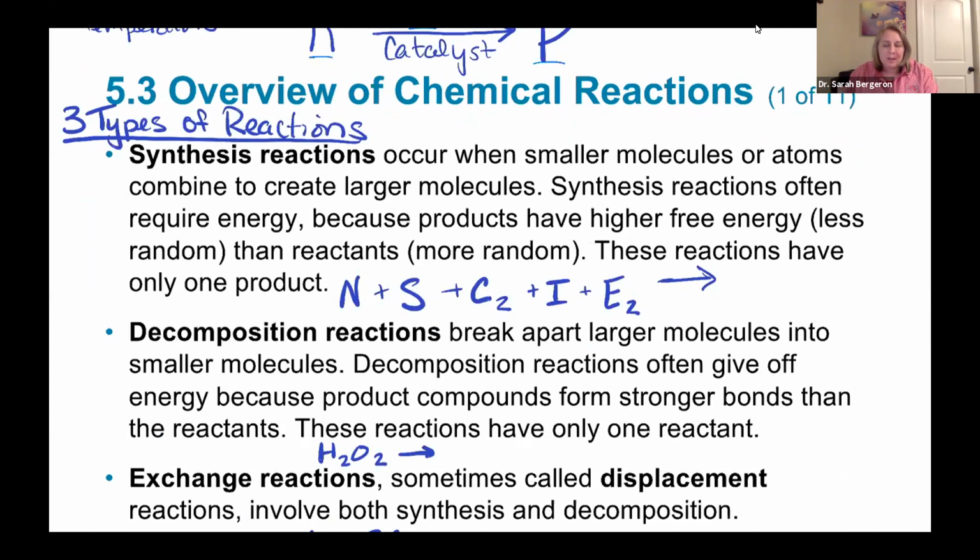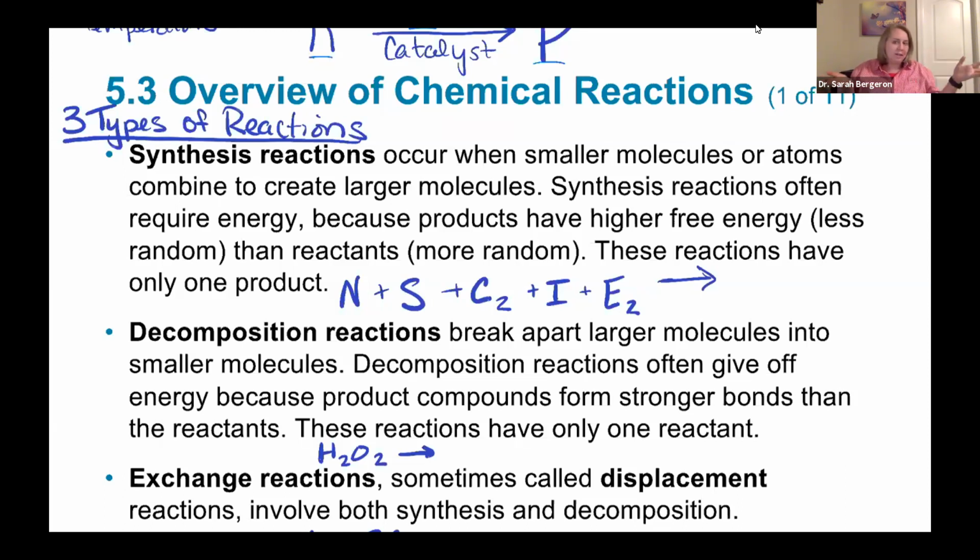When you think about synthesis, you're going to synthesize something, create something. You're going to have some smaller molecules that are going to combine, and they're going to create a large molecule. So synthesis usually requires energy. Think about if you've got a lot of little stuff. They have a lot of free energy because they can organize all randomly and weirdly, and there are all kinds of different ways that they could be. But when you make one product, it's got to be that one product. It has to be in that order, in that orientation to be that product.